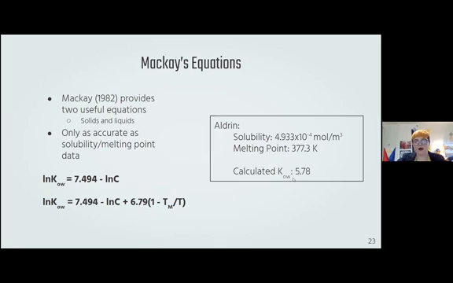Our log KOW calculated from Mackay's equations is 5.78, which is worth noting is 0.12 away from what was calculated by ALOGPS 2.1. The issue with Mackay's equations, however, is they're only as accurate as solubility and melting point data. If you can't find reliable data for the solubility and melting point for a compound, you're not going to get anything out of this equation. You can't use it at all, which is really unfortunate.